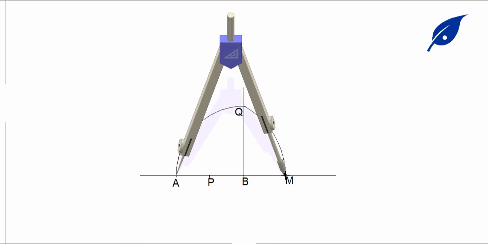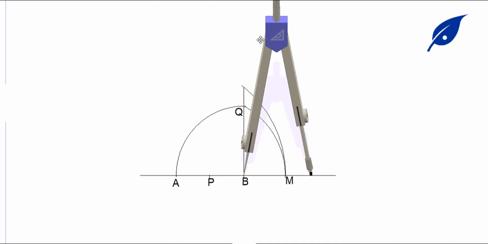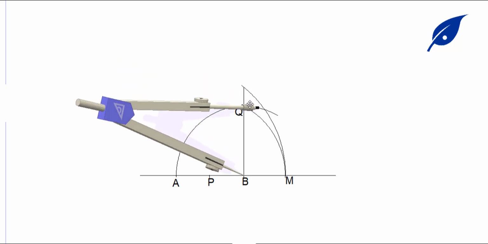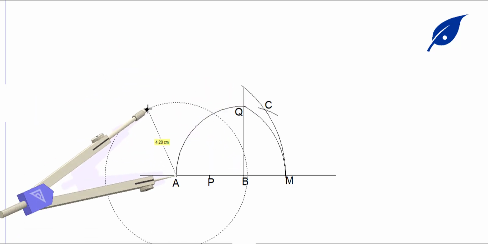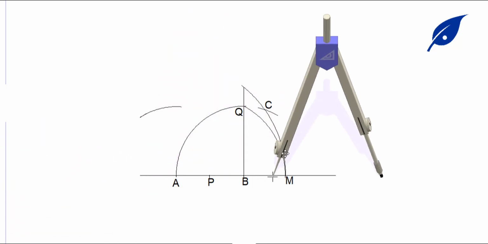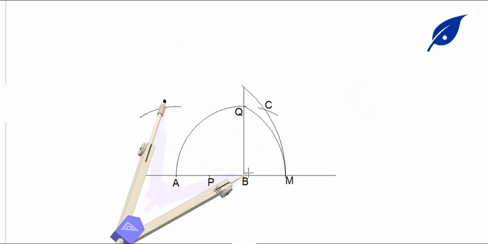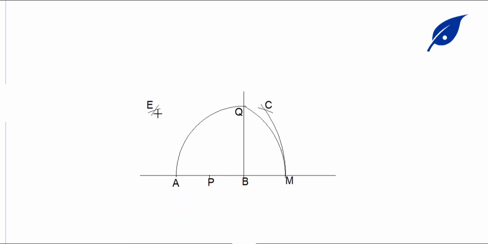Now the radius AM will describe an arc starting from M so that we can get a new point C, and the radius BC is equal to AB. With the radius 40 mm, center at A, we describe an arc. Then the radius AM with the center at P, we describe to form a new point E, and we connect the sides.